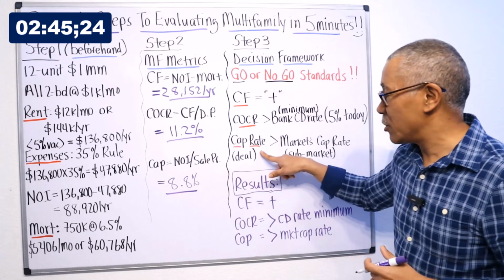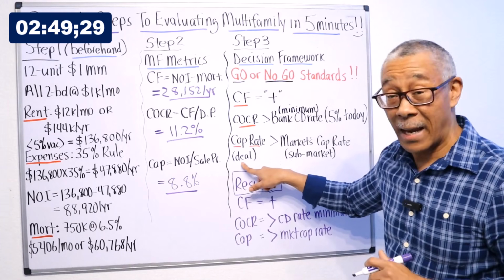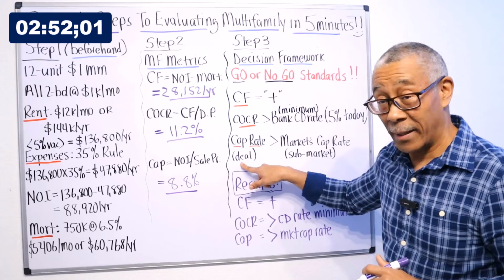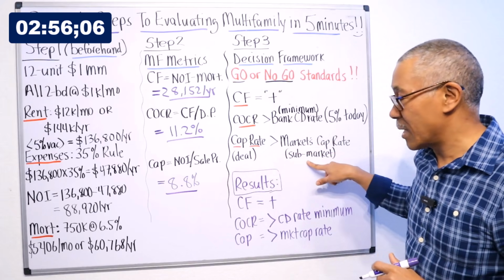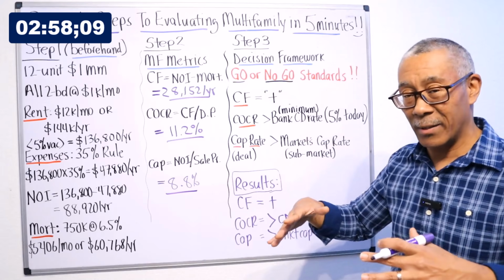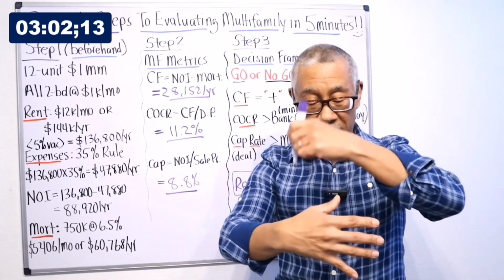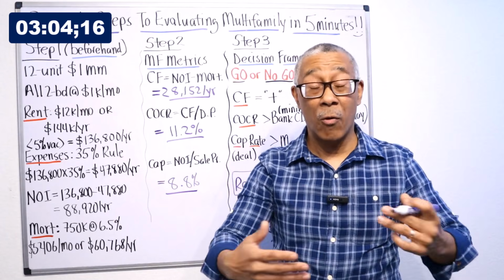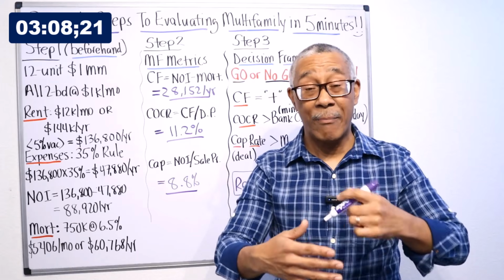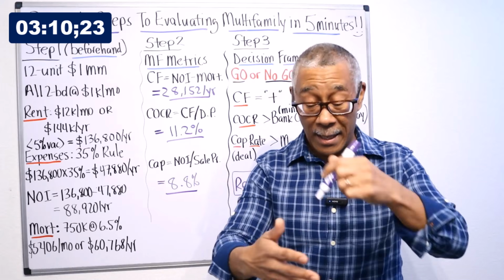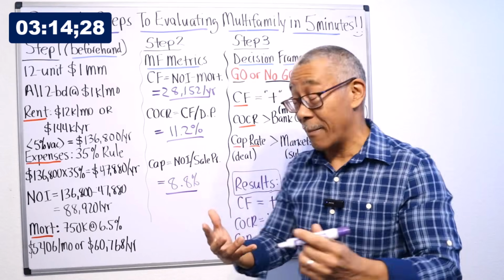Next is your cap rate, and I'm specifically referring to your deal cap rate. Your deal cap rate must be greater than the market cap rate, which is your sub-market cap rate. Here's what I mean by that. This property is located in this neighborhood, and this neighborhood has 3 deals that sold within the last 7 months. Those deals had an average cap rate of 7.5%. That is the sub-market or the market cap rate.